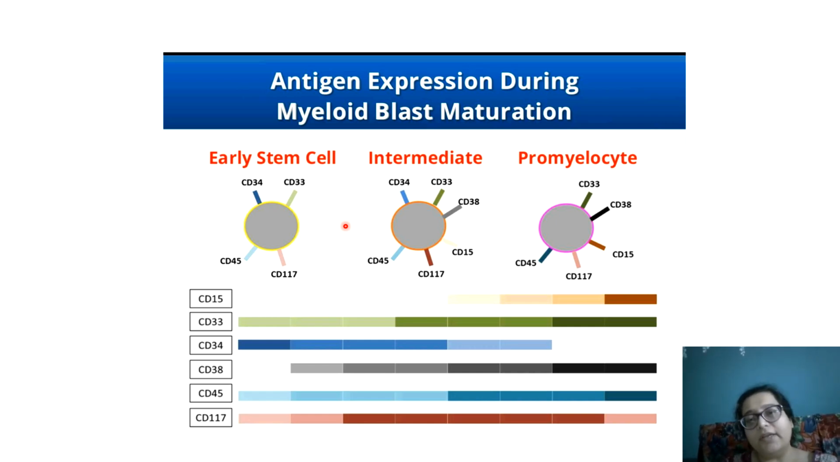Similarly, in intermediate, what extra markers do you acquire? You acquire CD38 and CD15. And then when it is a promyelocyte, you get CD38, CD15, CD145. What you don't get is an HLA-DR. It was not mentioned here, but that is one very important marker to differentiate AML from APML.